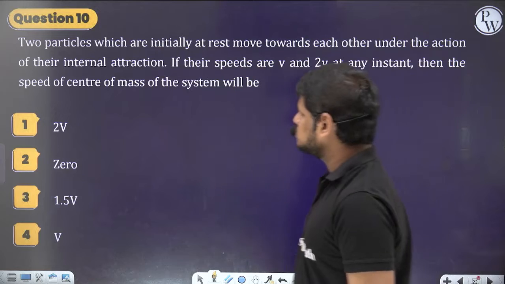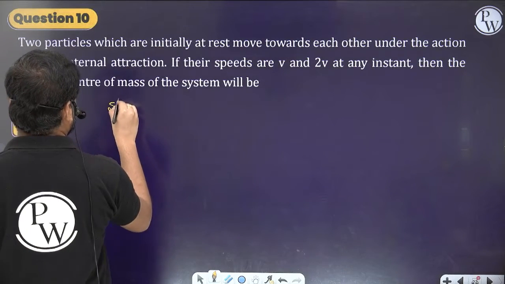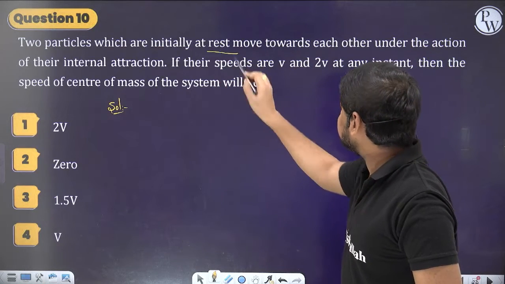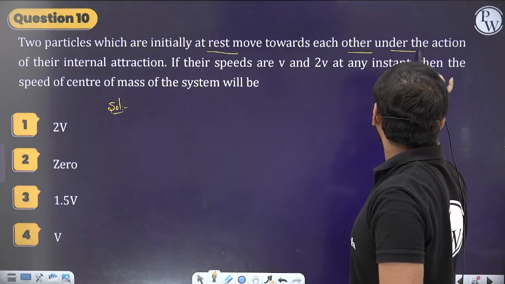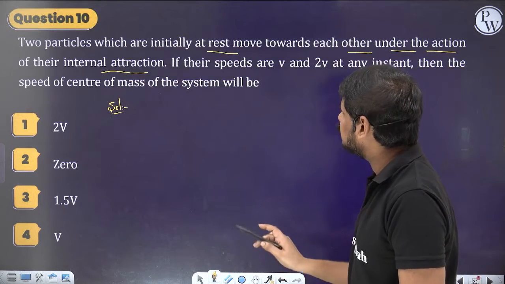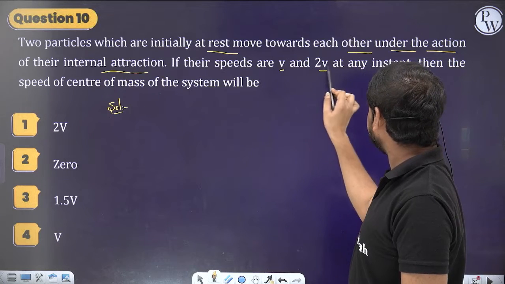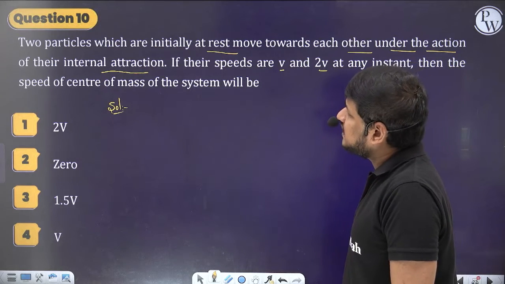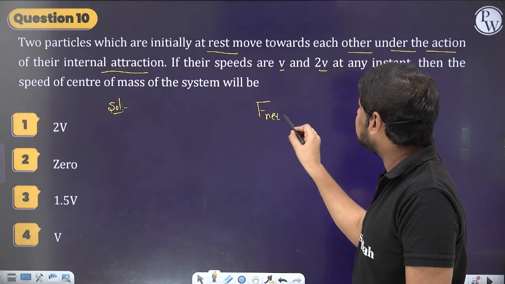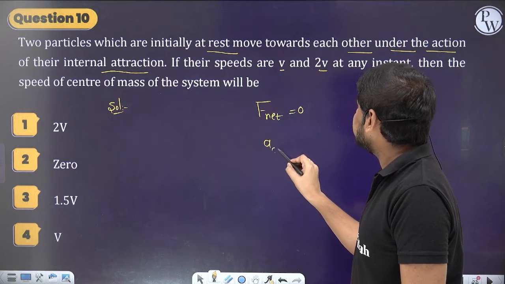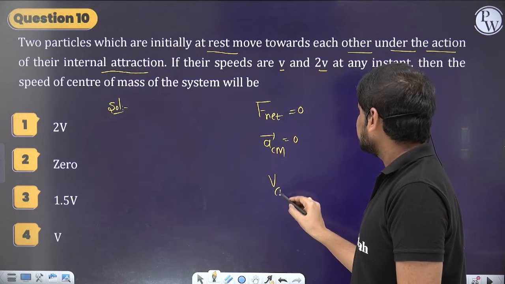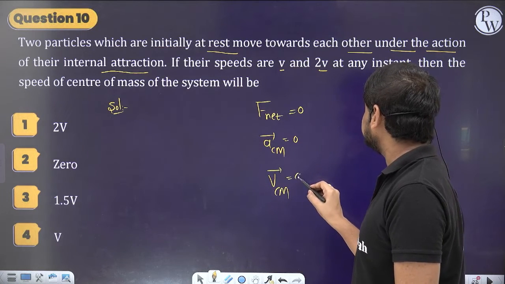So let's take one more question. What does the question say? Two particles which are initially at rest move towards each other under the action of internal attraction, only internal forces, there is no external force. If their speeds are v and 2v at any instant, then the speed of the center of mass: see here, there is no external force, so F external is equal to zero, then ACM should be equal to zero. So if ACM is equal to zero, then the VCM should be constant.